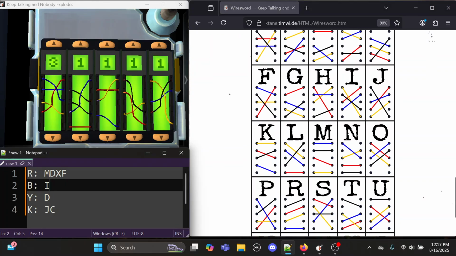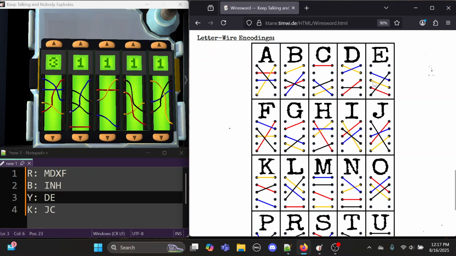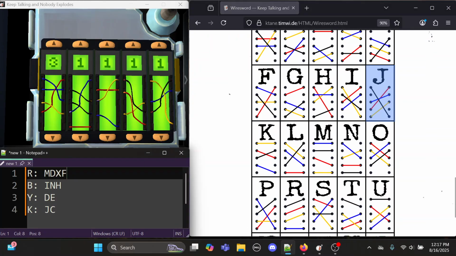Which is a November. We have a blue 2 to 2. The 2 to 2s are the easiest ones to find in my opinion because they're just looking for a straight line. We have a yellow 3 to 4, which is an Echo. And we have a red 4 to 1, which is a Juliet. Yep.